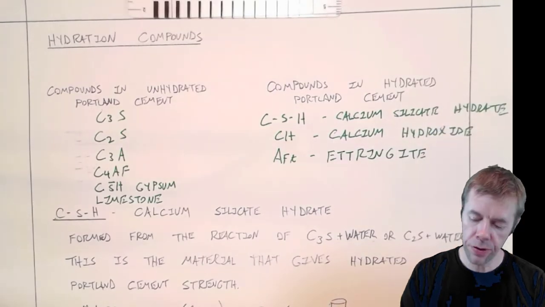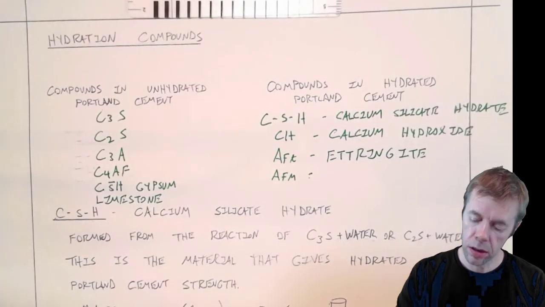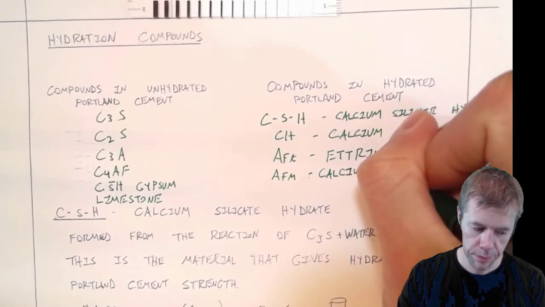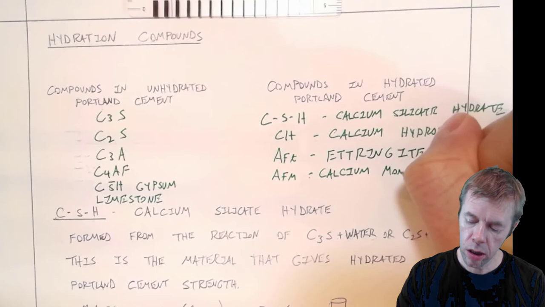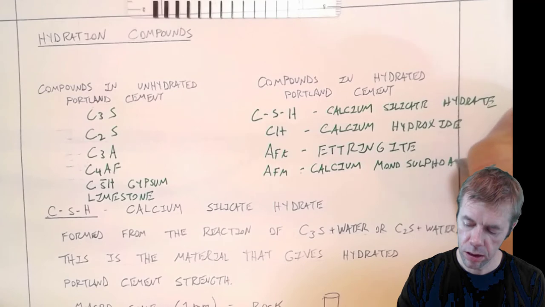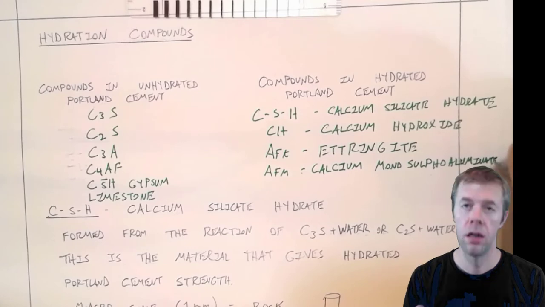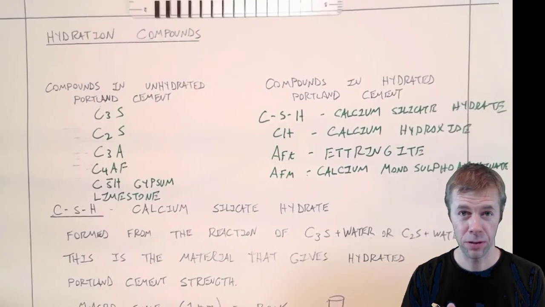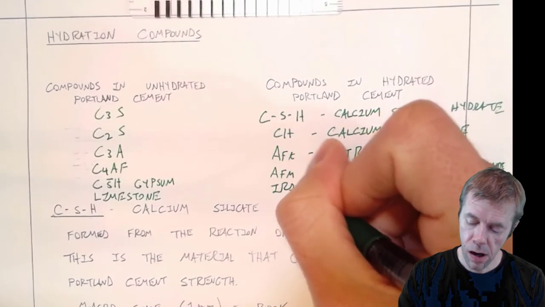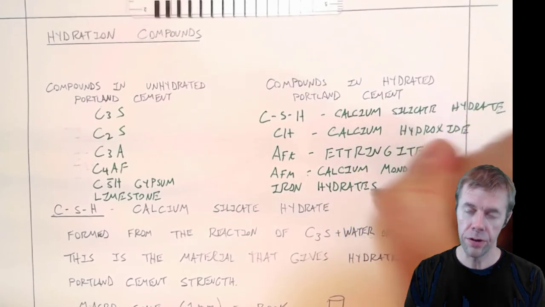And then its friend, AFm, which is known as calcium monosulfoaluminate. Try to say that 10 times fast, right? And then there's another one. There's iron hydrates. And we're not going to talk a lot about iron hydrates today either.